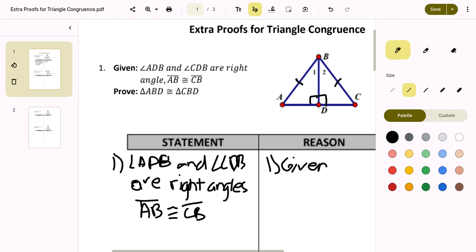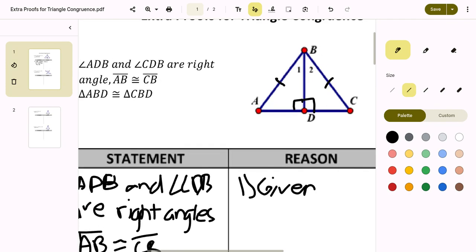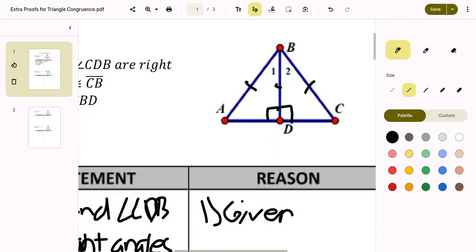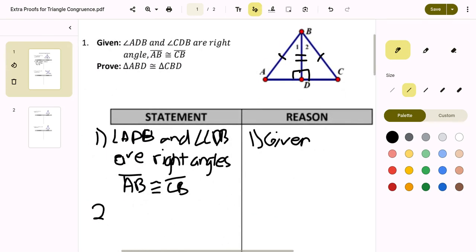Now, moving on, since it has a right angle, we know that we can use hypotenuse leg for this one. We know that A to B and C to B are the hypotenuses of both their triangles. So we just really need to find one of the two legs. And looking there in the center, we can see that BD is shared between those two triangles. Let me try to redo that so it looks a little bit nicer. So that we can say for our second statement that BD is congruent to itself because of the reflexive property.